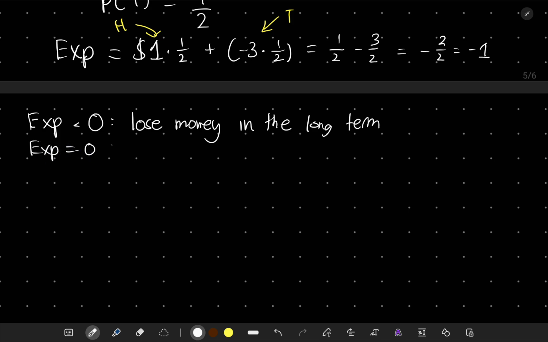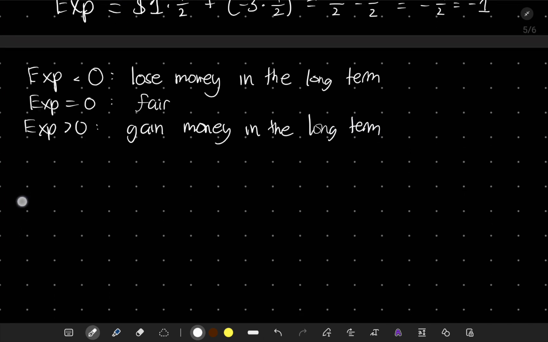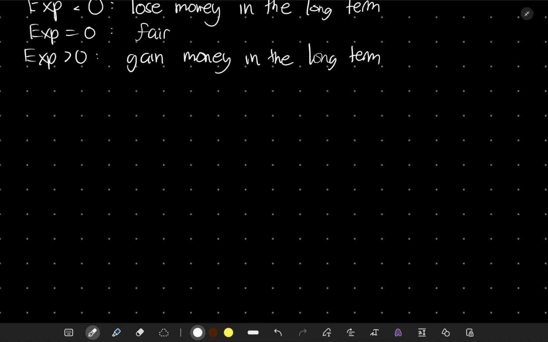But if my expected value is 0, then the game is probably fair, and so I'll either win or lose money. If the expected value is greater than 0, then I gain money, right? And this is probably what you want to hopefully have. But not every game is situated like this where you can win in the long term. Let me just do one more example and then we can kind of finish this off, right?